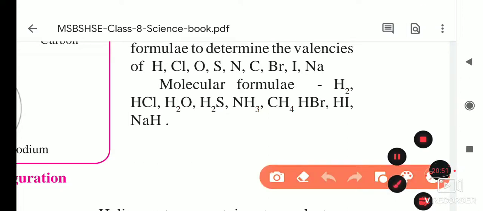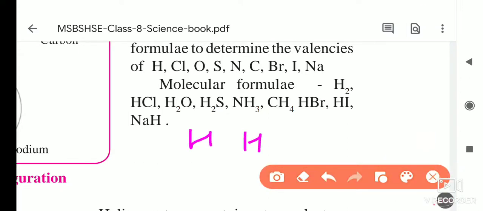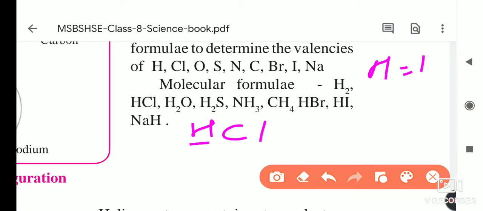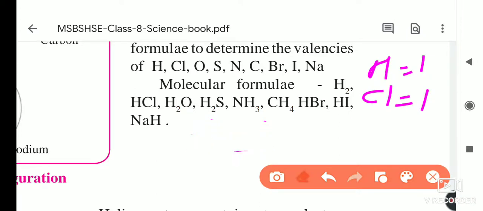Now here H2: H bonds with H, how many bonds? 1. So H valency is equal to 1. If you see the next, HCl. H reacts with how many chlorine? 1 chlorine. And chlorine reacts with how many hydrogen? 1 hydrogen. So chlorine's valency is also 1.